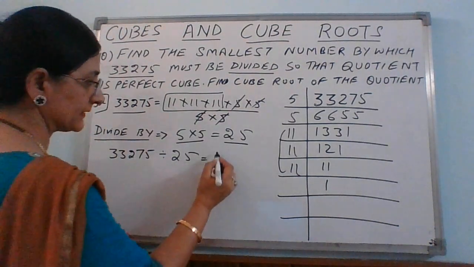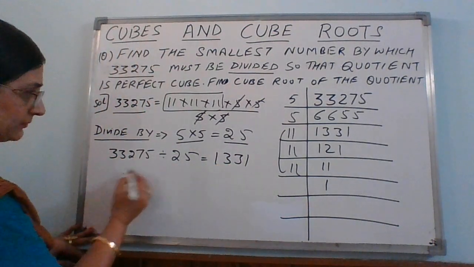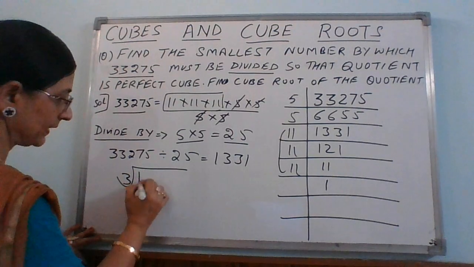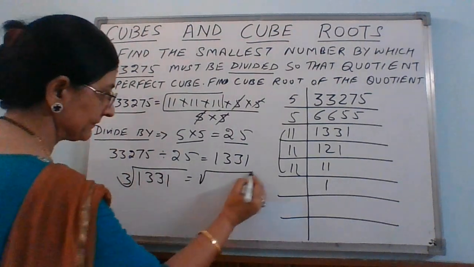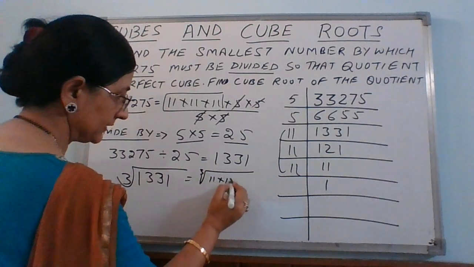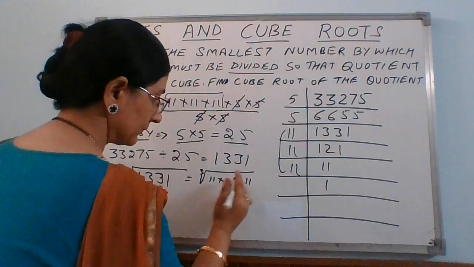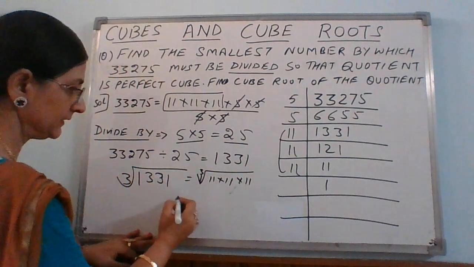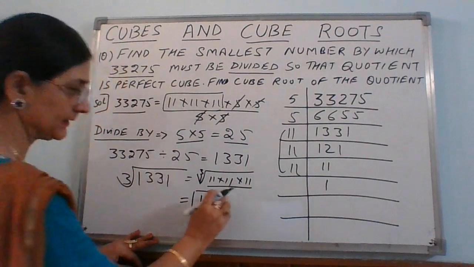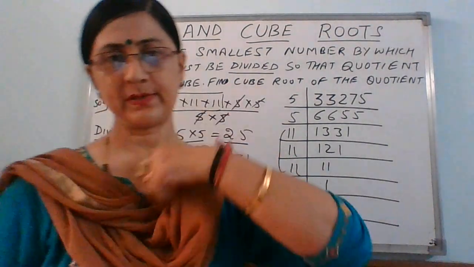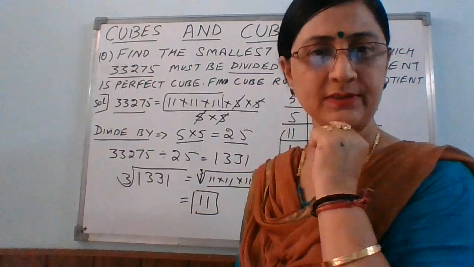33275 divided by 25 is 1331. So then let us do that. Third root of 1331, right? And we know that it's 11 into 11 into 11, right children? Okay, now here for the third root you put 3, so the answer is 11 because you have a triplet. So I'll repeat this question again. What we have here is a number 33275.